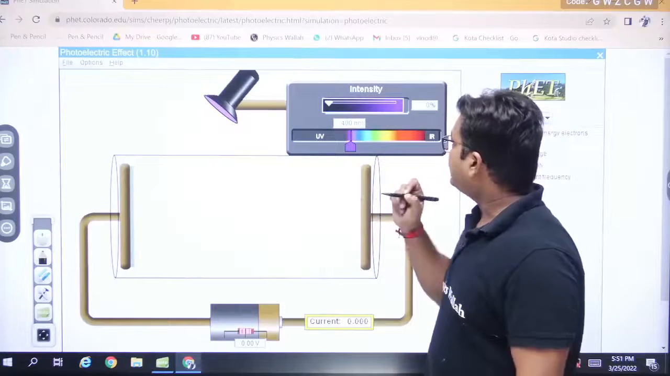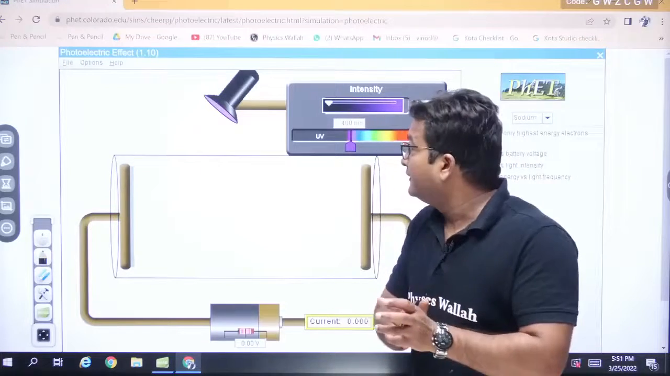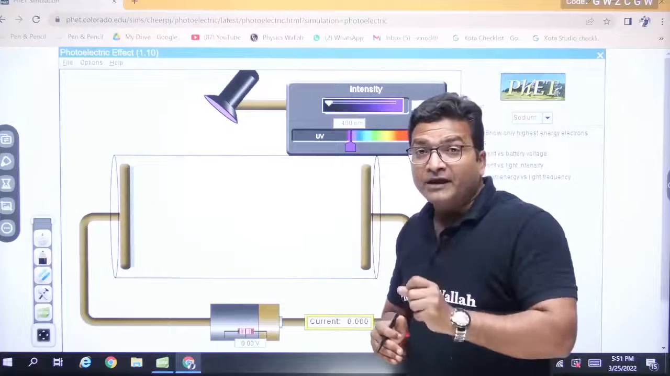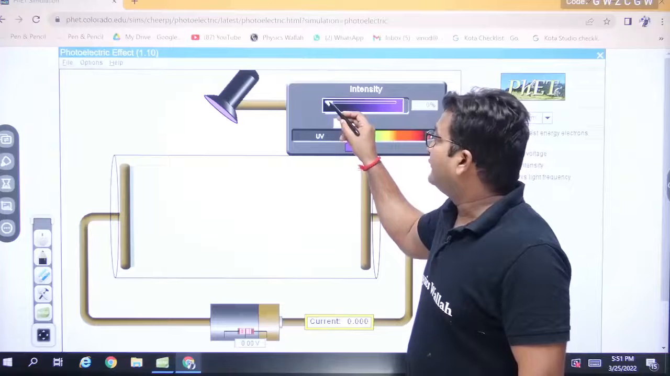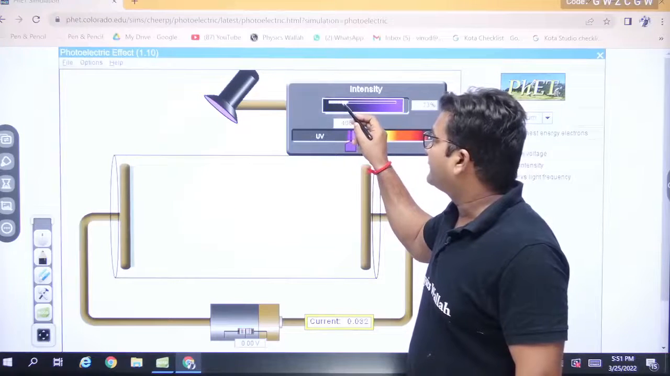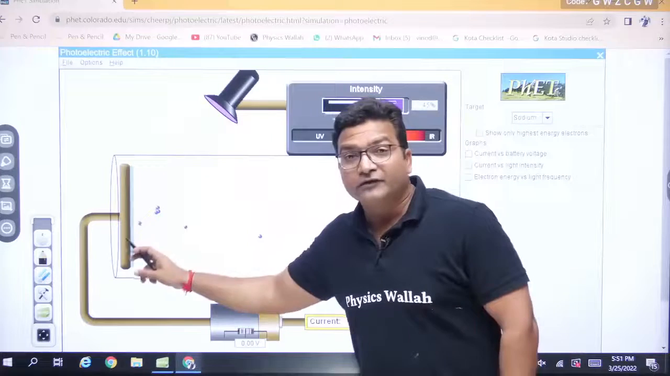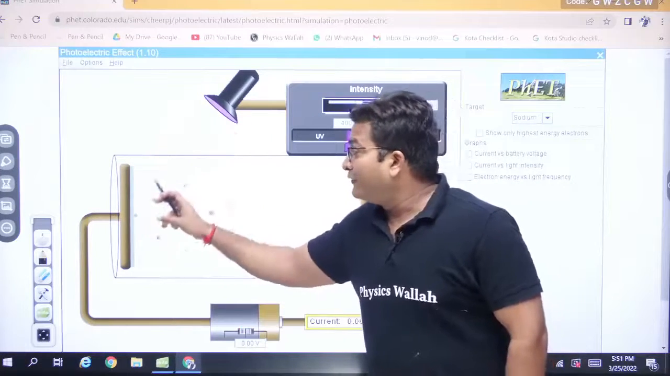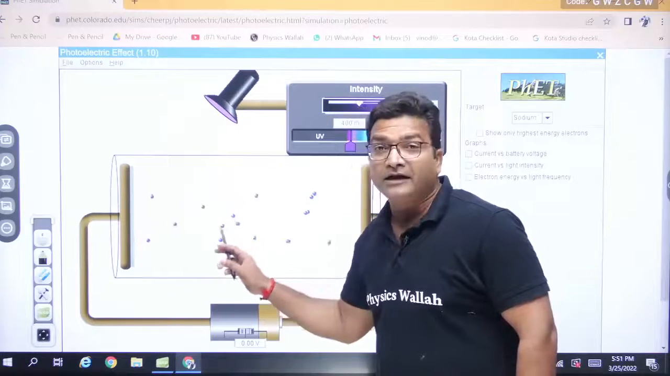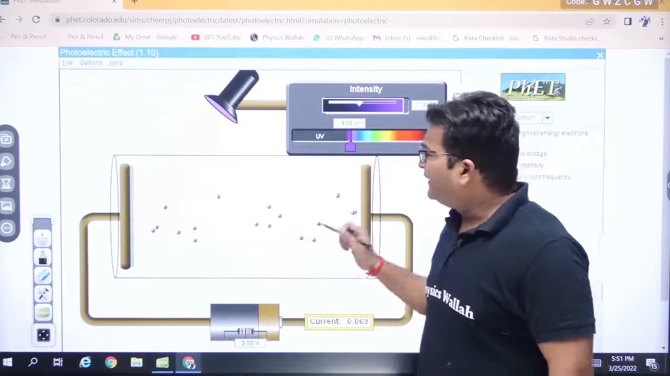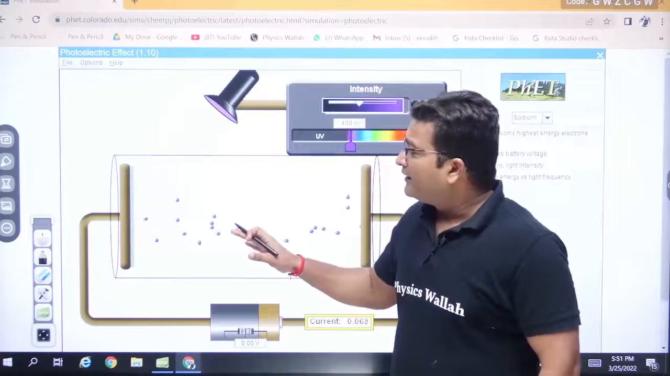So we have two parameters. As you know, the light intensity depends upon the number of photons coming and also on the frequency. So suppose we put some light on it, and as we do, you can see the light falls on the cathode, and some electrons are being emitted. Can you see, a few electrons are faster and a few electrons are slow.